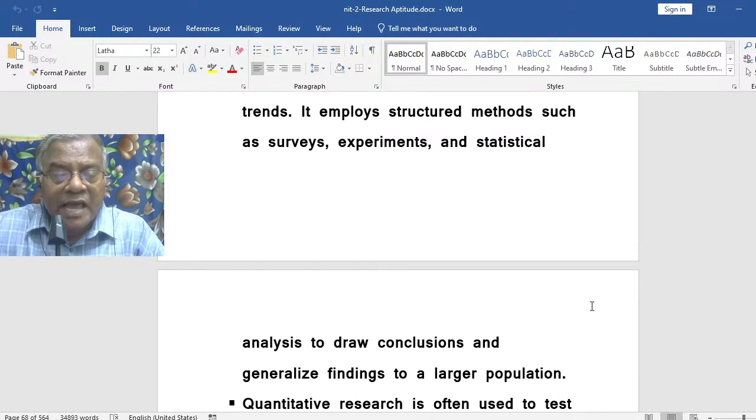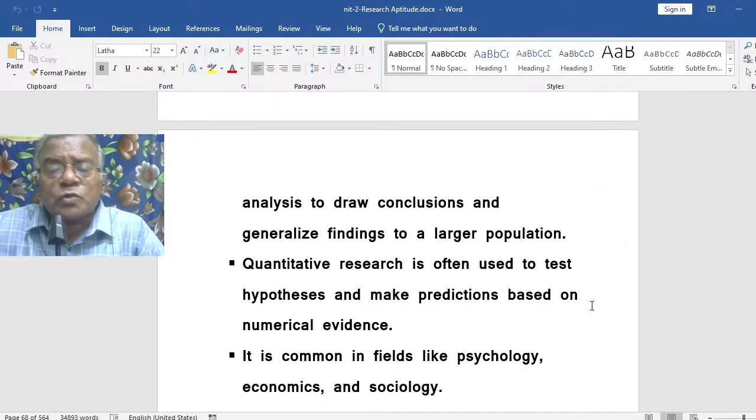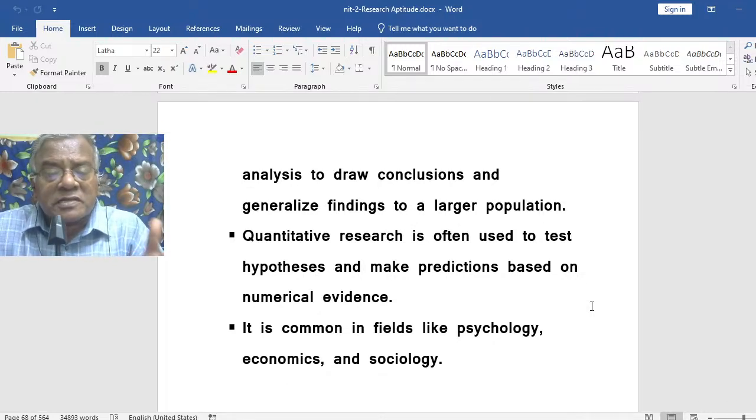So these are the characteristics. Quantitative research is often used to test hypotheses and make predictions based on numerical evidence. Quantitative research means numbers, statistical data, etc. So it is common in fields like psychology, economics, and sociology.